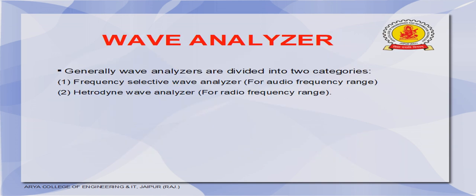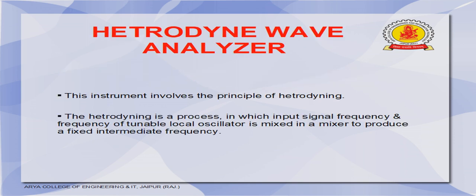Actually, wave analyzers are divided into two categories, on the basis of their frequency range. The first one is the frequency selective wave analyzer, which is for the audio frequency range, and the second one is the heterodyne wave analyzer, which is for the radio frequency range.